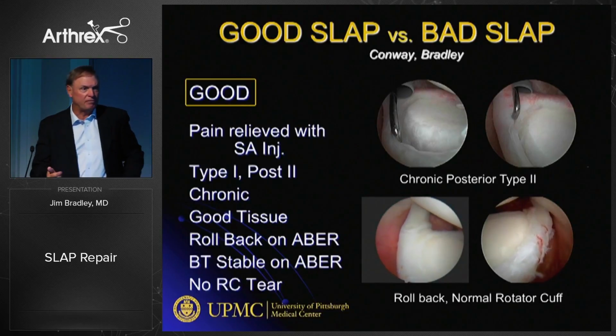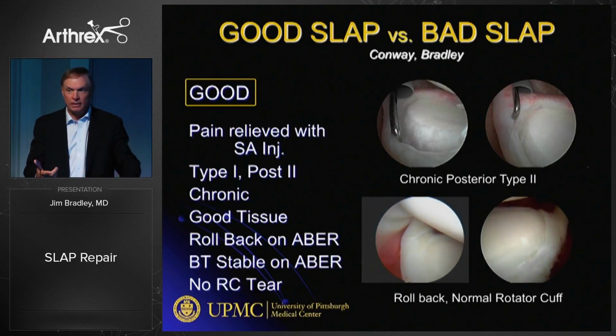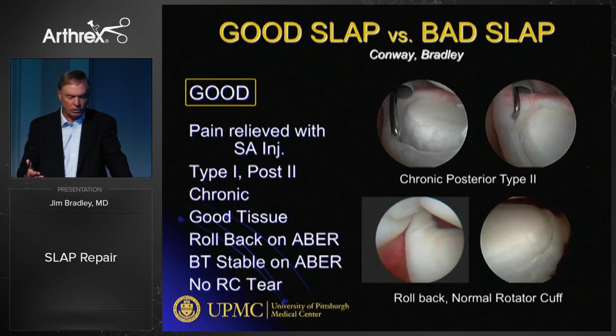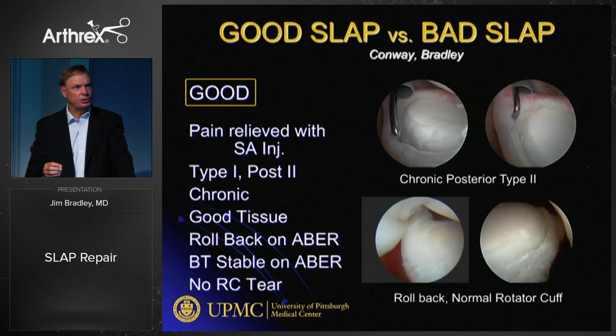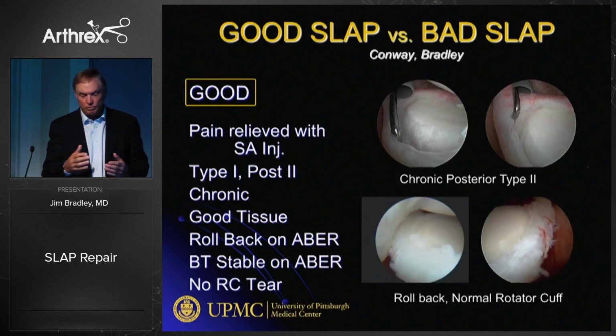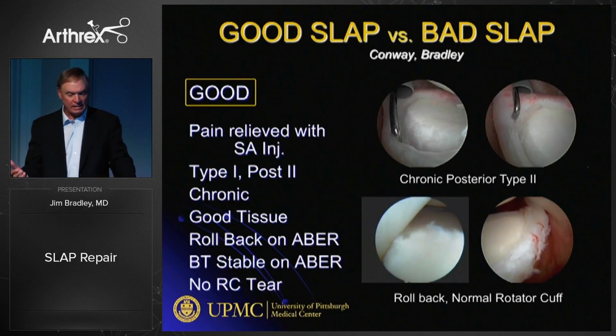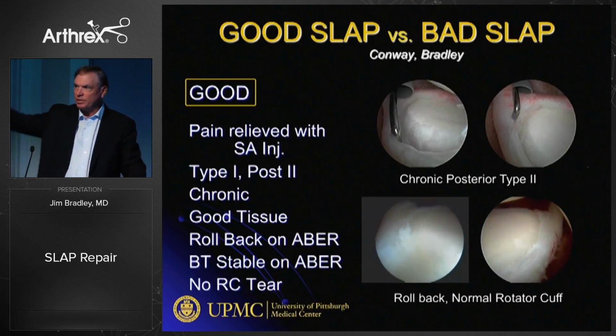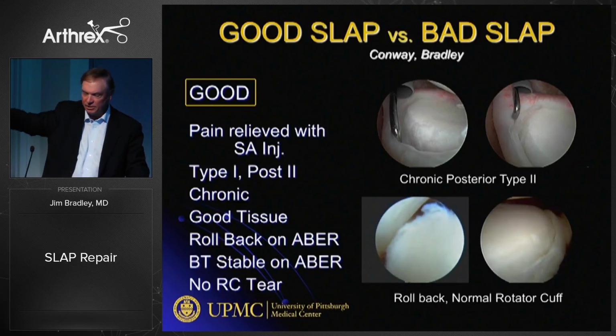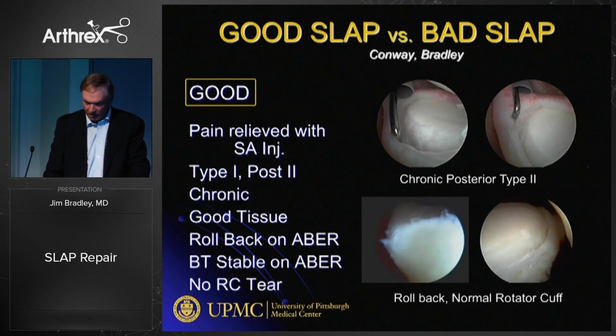They get pain relief when you inject them subacromially. It's a type 1 or a type 2 SLAP that's chronic. It has good tissue, and the SLAP kind of rolls back. It doesn't peel off. It just kind of rolls back. Your biceps is stable. It doesn't invaginate. When you take the arm out and you move the arm around, it doesn't invaginate, and then there's no rotator cuff tear.